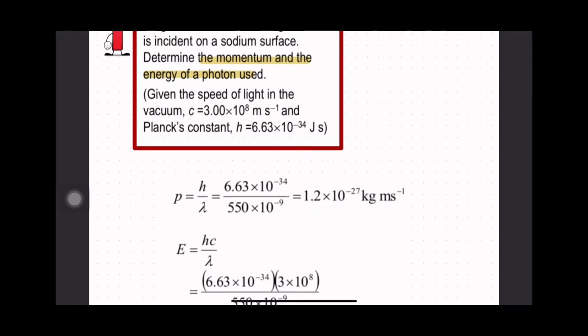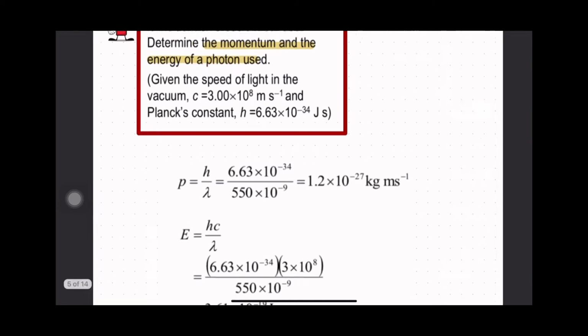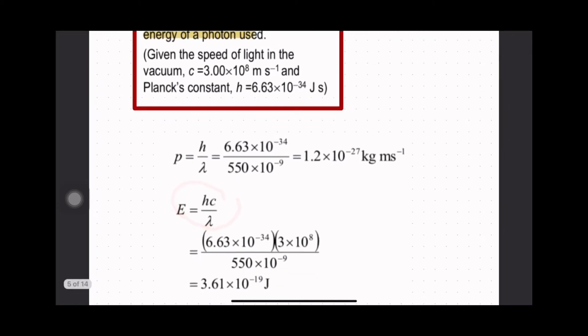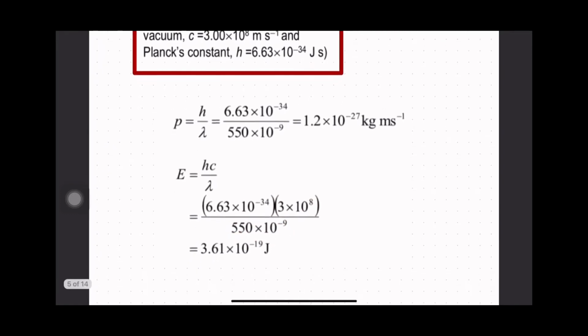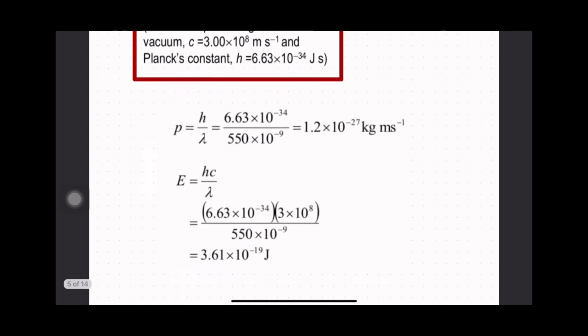And next the question asks you to calculate the energy of the photon. So we need to use E equal to hc over lambda because the photon is moving with the speed of light. So h is 6.63 times 10 to the power of negative 34 times c, speed of light, and then wavelength of the light. So we get the energy is 3.61 times 10 to the power of negative 19 joule.